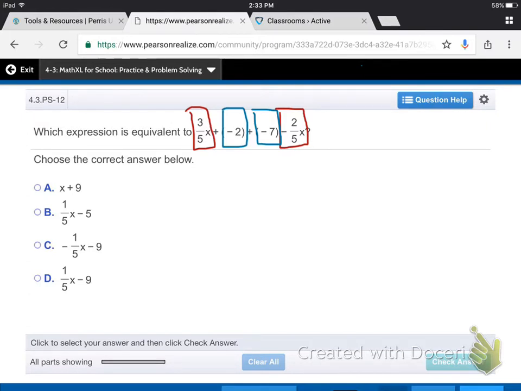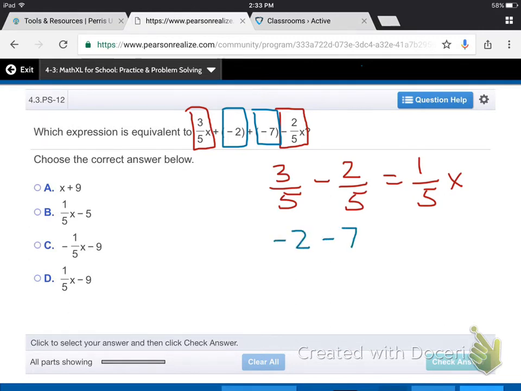So first, I'm going to start with 3/5x, and then we're going to subtract the 2/5, right? Well, 3 minus 2 is 1. We leave the denominator, and that's our x term, right? 1/5 x. Now let's do negative 2 minus 7, so they're both negative. Add them together, that's 9, but they're negative, so the answer has to be negative. And now we're ready to rewrite the answer as 1/5 x minus 9.